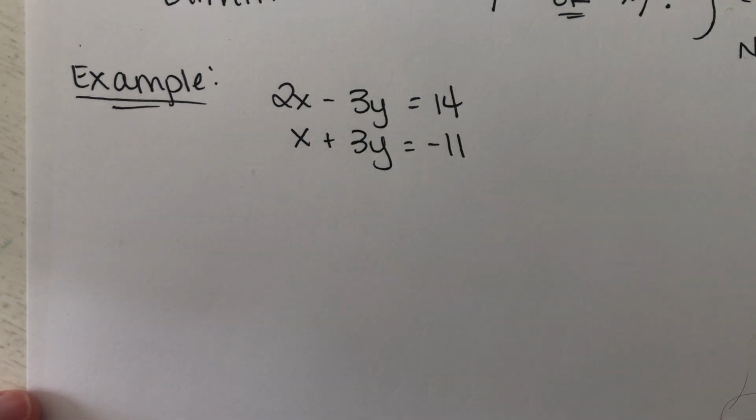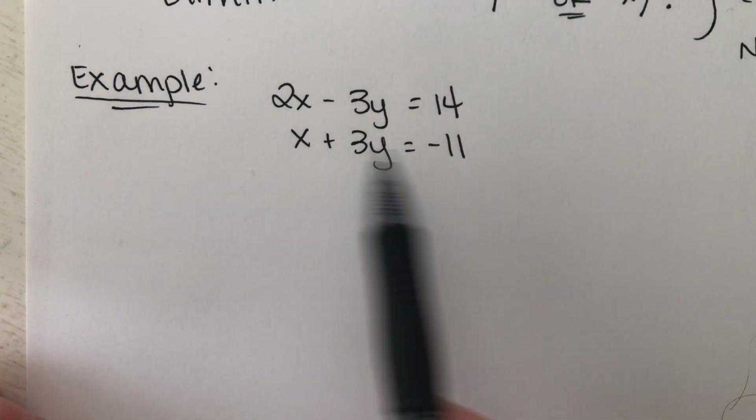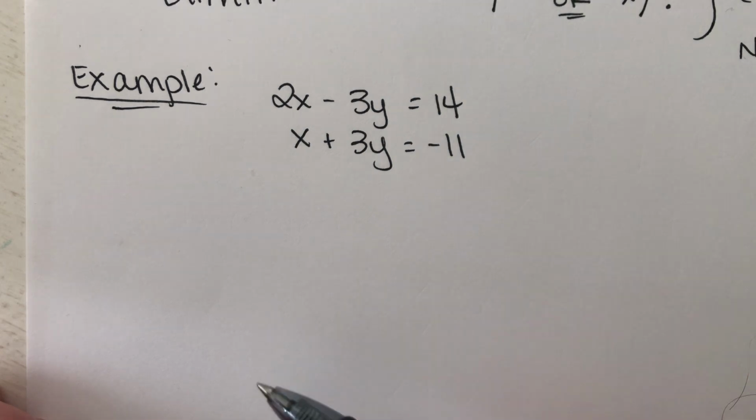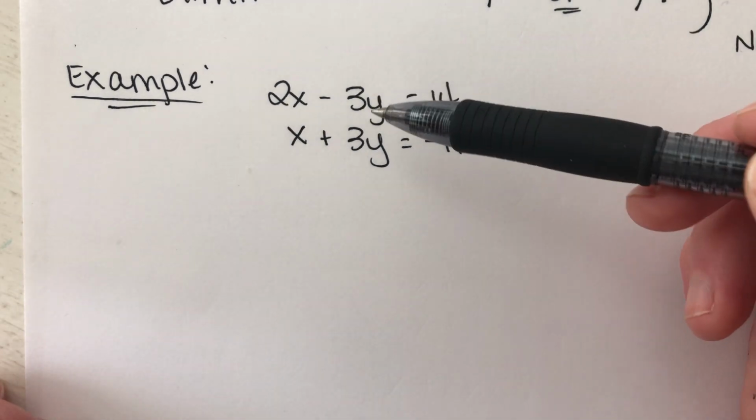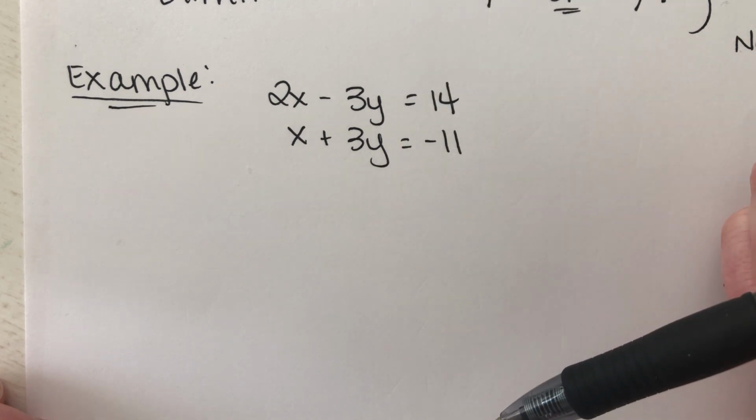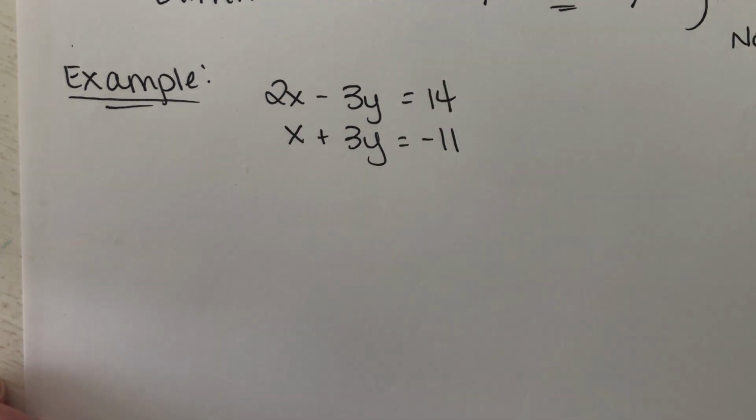2x minus 3y equals 14, and x plus 3y equals negative 11. The first thing I notice is that I could use substitution, right? I could get x by itself, substitute, I could do that. But the second thing I notice is that both of my equations have this 3y term, right? So I am going to use elimination.